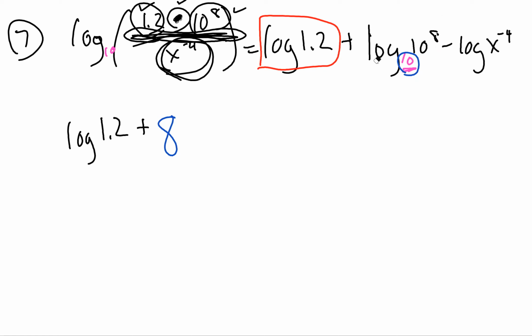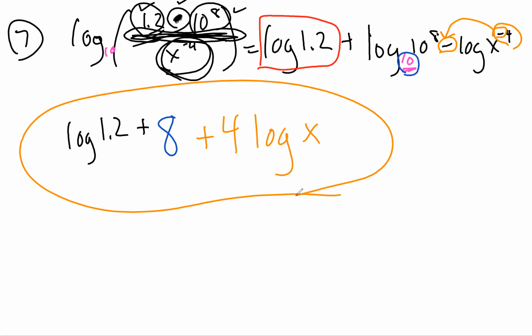All right, now we're going to keep going. And when we see this power out front, or in the back, excuse me, where does it have to come? To the front. And what happens when we have a negative and we multiply it by another negative? It's a positive. Plus. And so the 4 comes down, and that leaves me with log of x. And this is my total and complete and final answer.